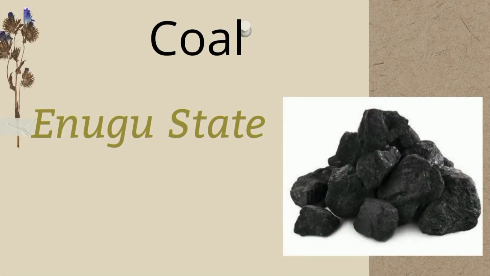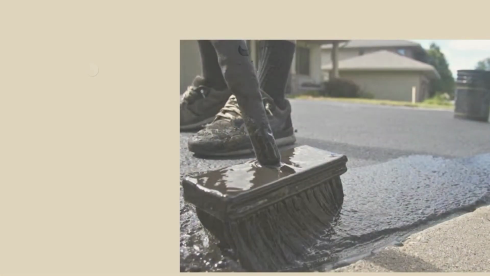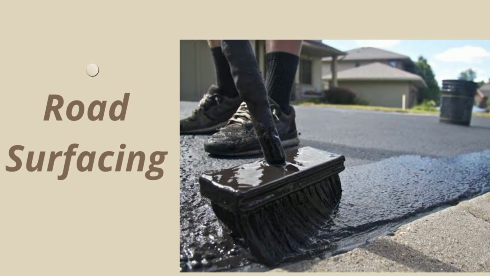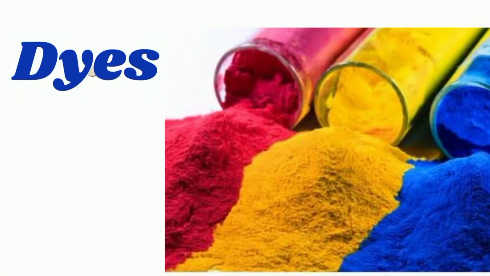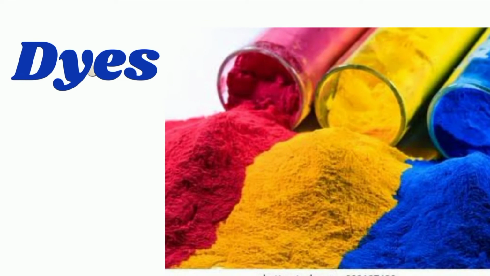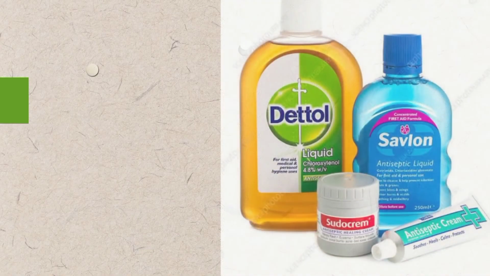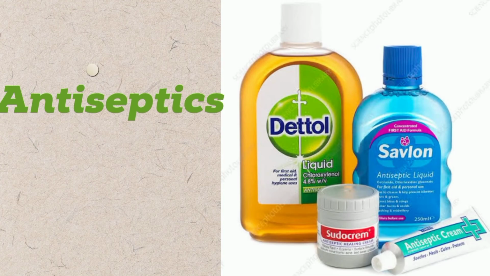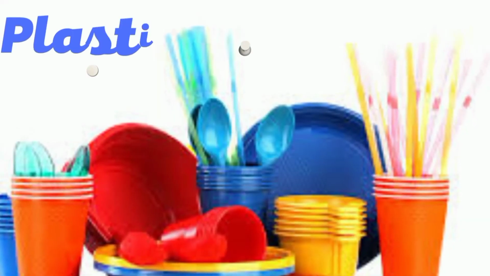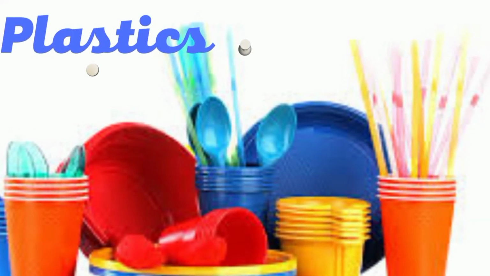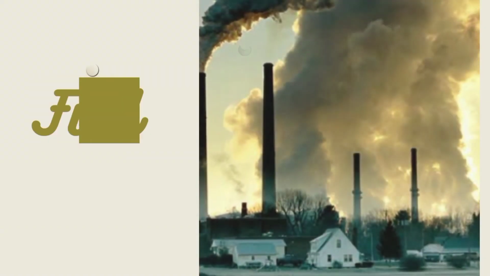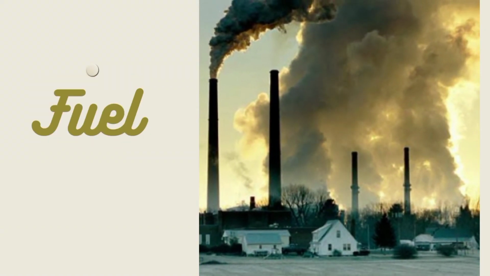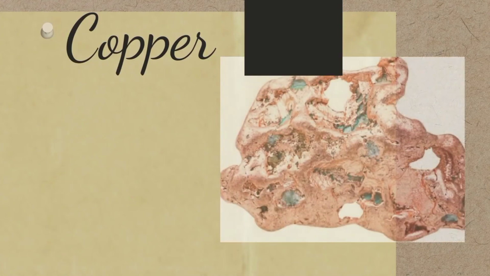Another mineral is coal. It is found in Enugu State in Nigeria. It is used for road surfacing because we can get tar from it. Then we use it for making dye. We use it for making antiseptics by the time it is being refined. Then it is also used for making plastics. We can use it to generate heat in the industry.